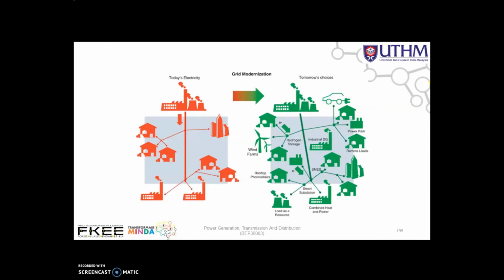So this is the figure on today's electricity and tomorrow's, or the future's, electricity. You can see there, for today's electricity, basically the electricity is coming from the conventional power plant. But for the future system, you can see there is distributed generation. For example, there are wind farms here and then photovoltaics.